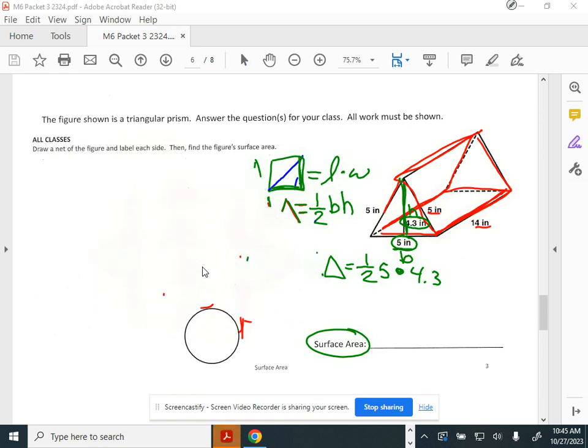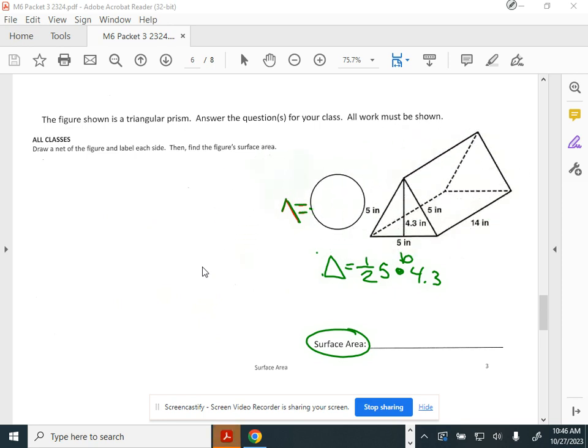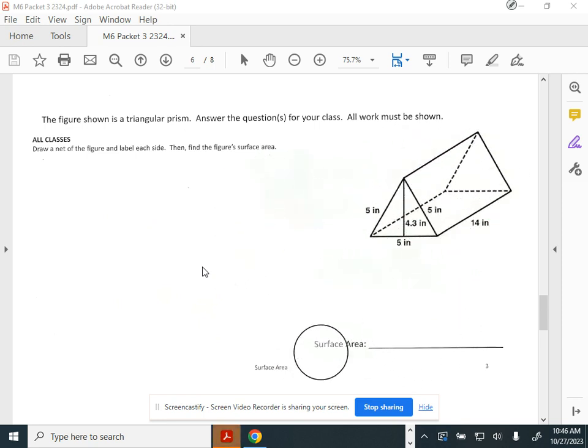Make sure you have your net and it's labeled. And if you do not have it on your paper right now, you can go back to watch the video because I walked us through that full net and labeling it. So I gave you half a point right there. It's your responsibility to get it on your paper.